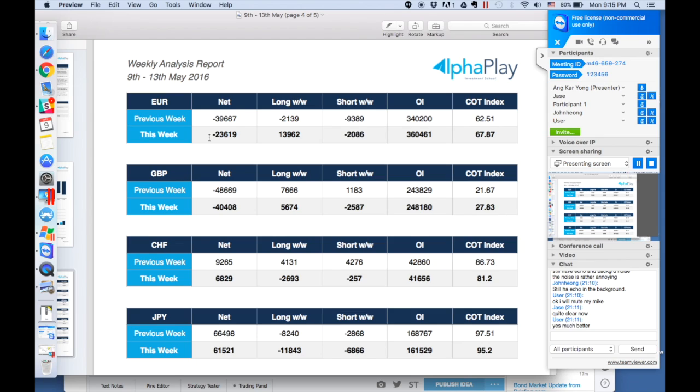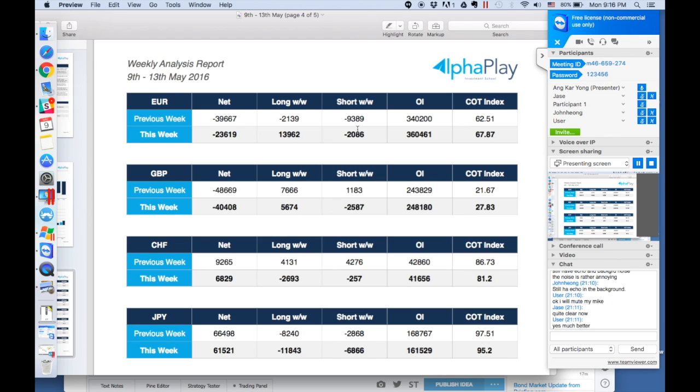But we want to find out whether this increase is due to people starting to buy more euro futures, or people exiting their positions. That's where we look into the long week to week and short week to week, tracking what the changes are. Previous week there was a decrease in long positions, but this week there's an increase of close to 14,000 long positions in euro.